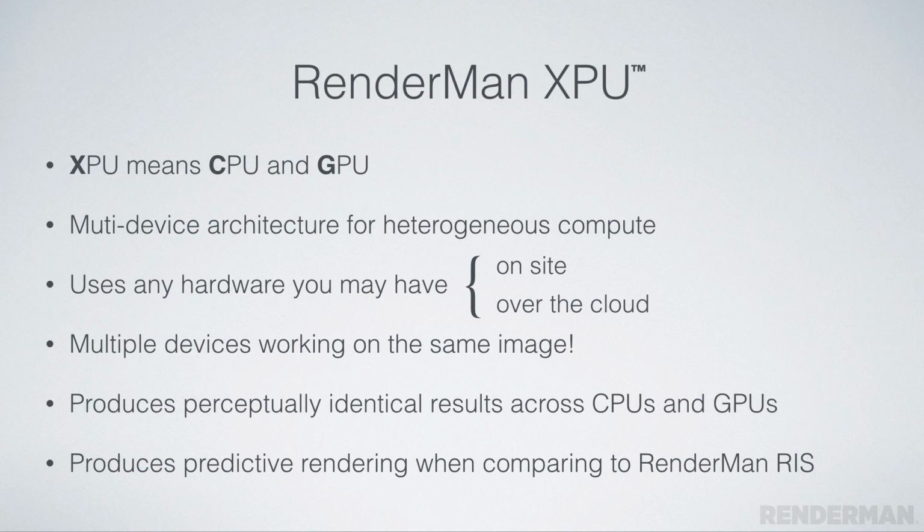But XPU doesn't guarantee an exact match against the current implementation of RenderMan, but it is close enough to be predictive and representative. That means you might do your look development in XPU and render your final frames in RenderMan RIS if you wish, at least until RenderMan XPU will be fully equipped to render your final frames.